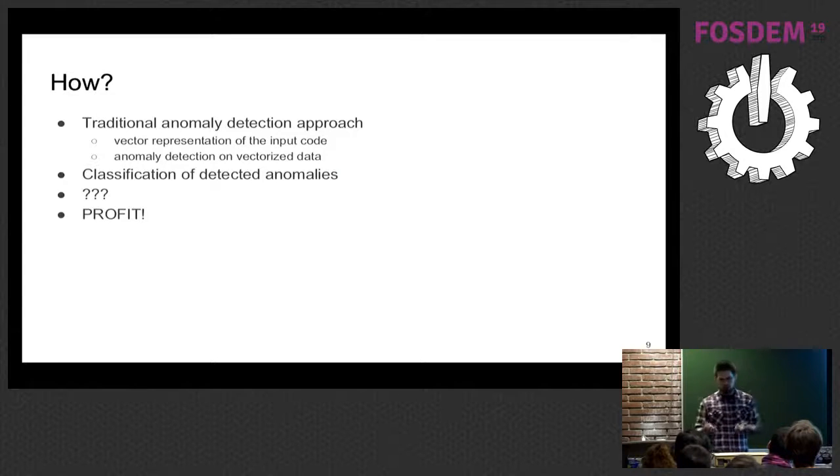So, moving on to how. There's data science and there's anomaly detection techniques. We could use a standard task of anomaly detection on vectorized data. And then when we get some anomalies, we should somehow classify them according to the type. And that's another task. Another challenging task.